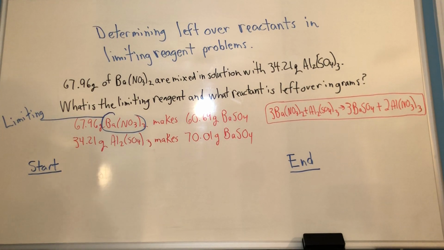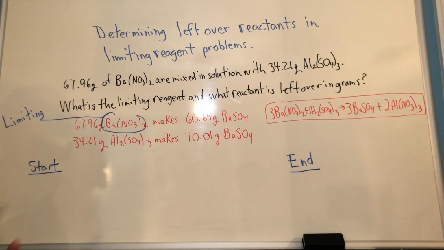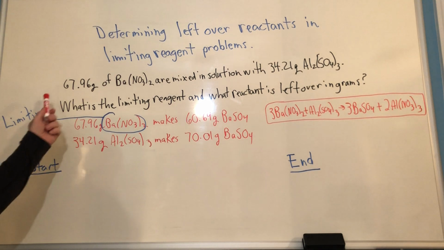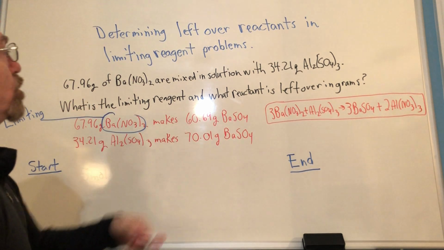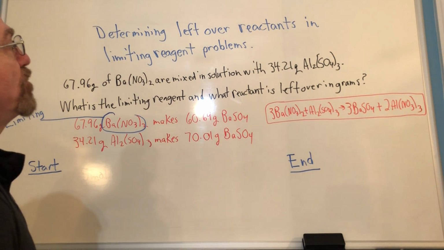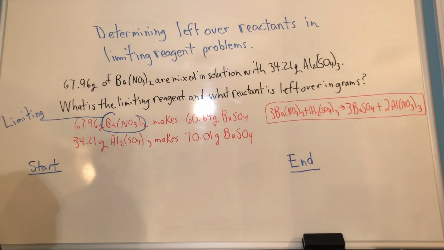Okay, so in this video I wanted to go over how you can find how much of a reactant is left over in a limiting reagent problem. Now, there's a whole bunch of stuff already up here because I wanted to show you what the limiting reagent problem looked like. So you can see we took 67.96 grams of barium nitrate, which was mixed in solution with 34.21 grams of aluminum sulfate. What is the limiting reagent and what reactant is left over?